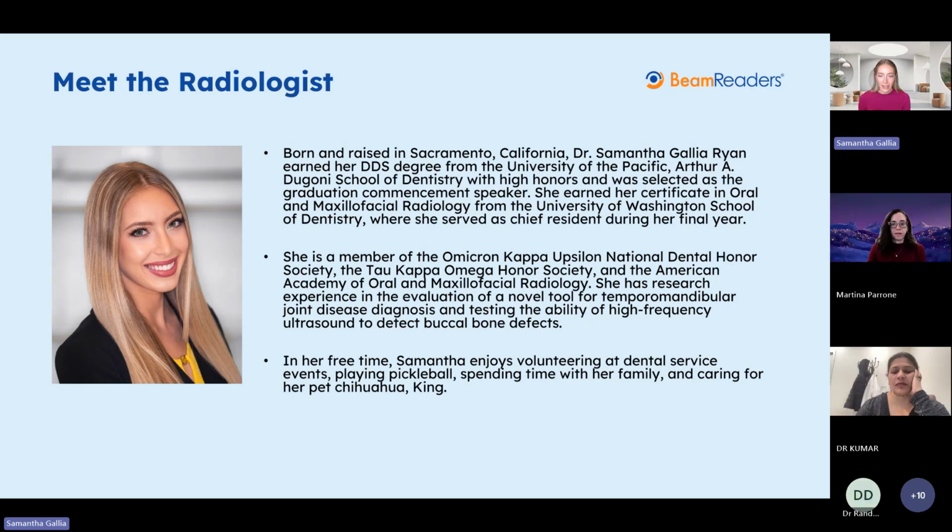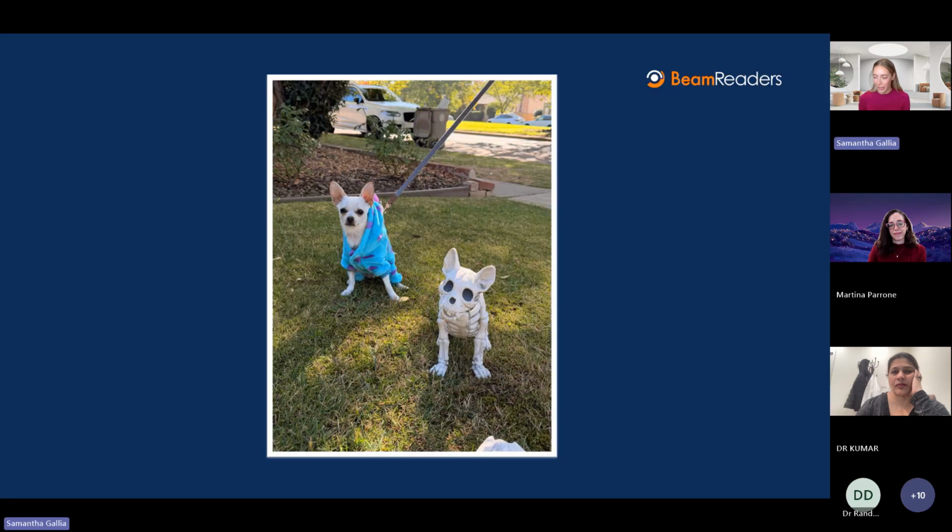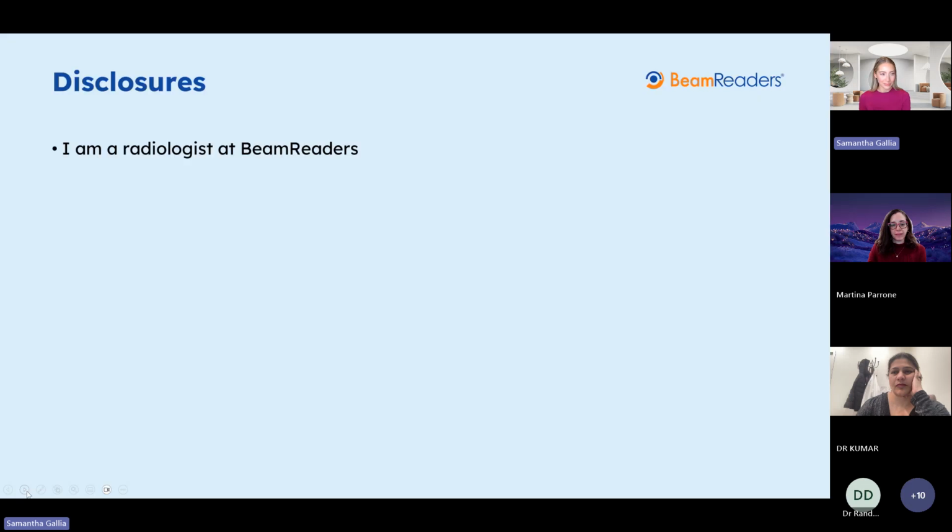So Martina already mentioned a little about me: UOP Dental School, University of Washington for residency, and I live in Sacramento, California, where I was born and raised. And I had to find a way to sneak this in there. My favorite thing of all time besides radiology, my dog. I thought this was relevant enough today. This is his Halloween costume. So I will let that be our precursor for today's talk.